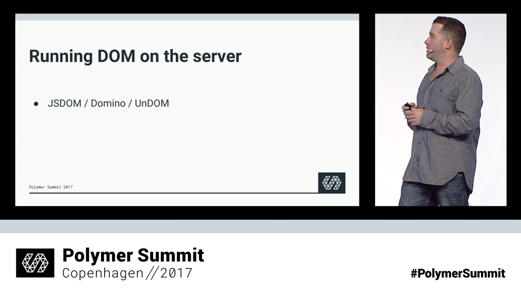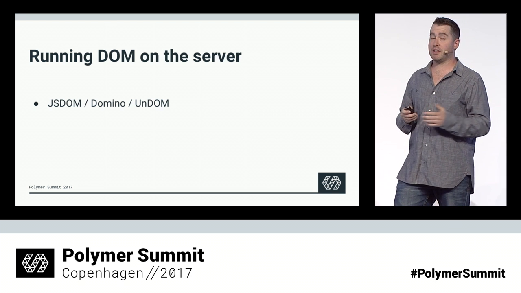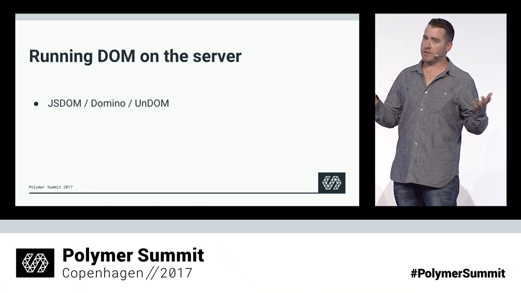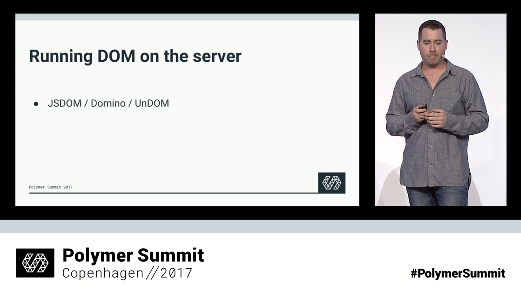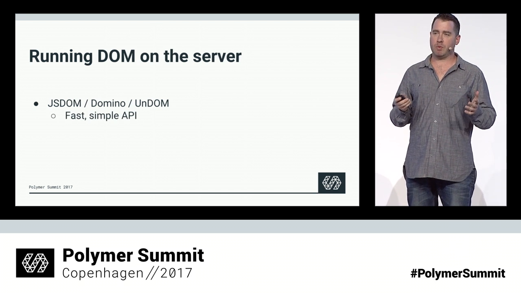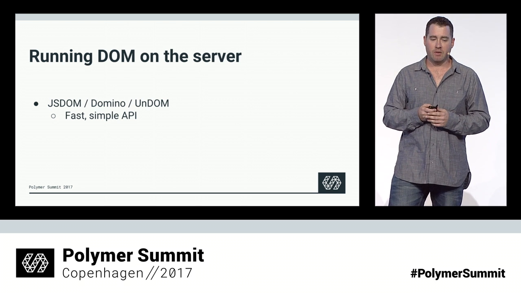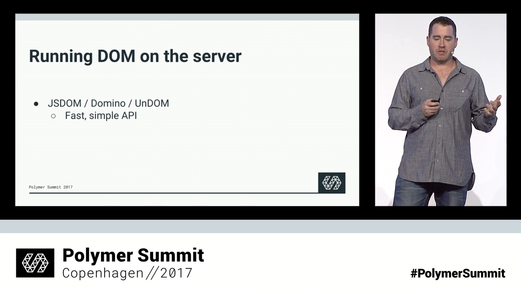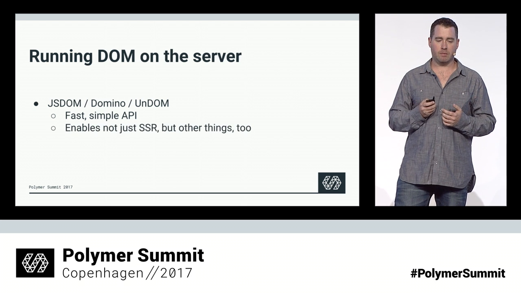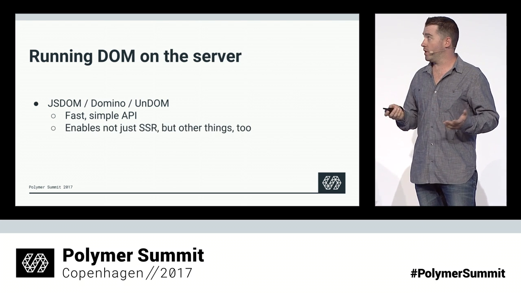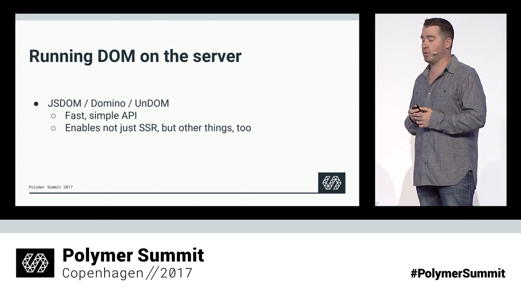So the other method of doing this is running your code in something like JS DOM or Domino or UnDOM. Depending on the implementation, this can actually be very fast. The API ends up being a lot simpler because there's no context shift between tools. And it opens up a lot of doors within Node. And I'll talk about this a bit more in a little bit.